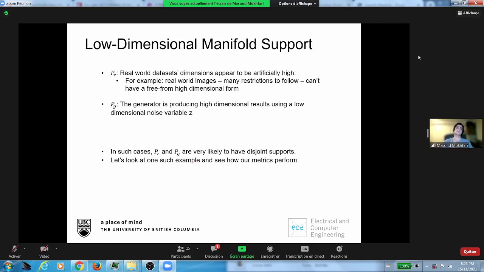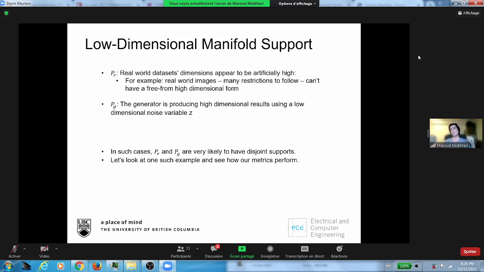And in such cases where PR and PG have low dimensional manifold support, it is very likely for them to have disjoint supports, right? Imagine you're in a 3D space and you have two lines. It's not very likely for them to exactly match, right? But it's a lot more likely for them to be just somewhere in the space, or maybe have one intersection, right? Or if you have two planes, they might intersect in one line, but it's very unlikely for them to align exactly, right? So again, they will have disjoint supports.